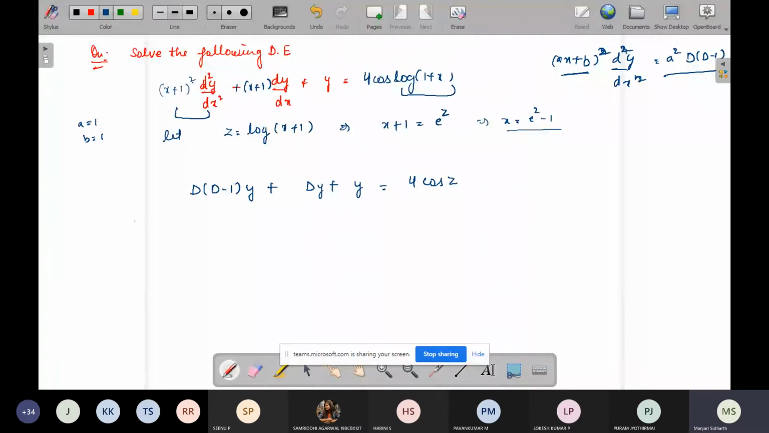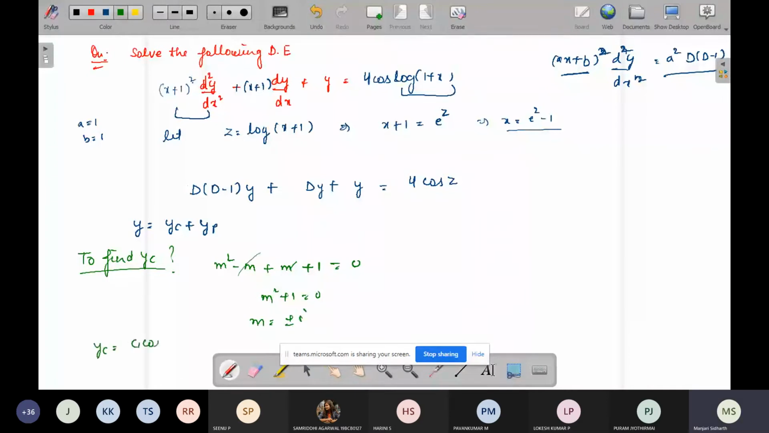That means its solution will have two parts, yc plus yp. So now to find yc, we write the auxiliary equation, m square minus m plus 1 is equal to 0. That means m square plus 1 is equal to 0, m is equal to plus minus i. So yc I am writing here as c1 cos z plus c2 sin z.